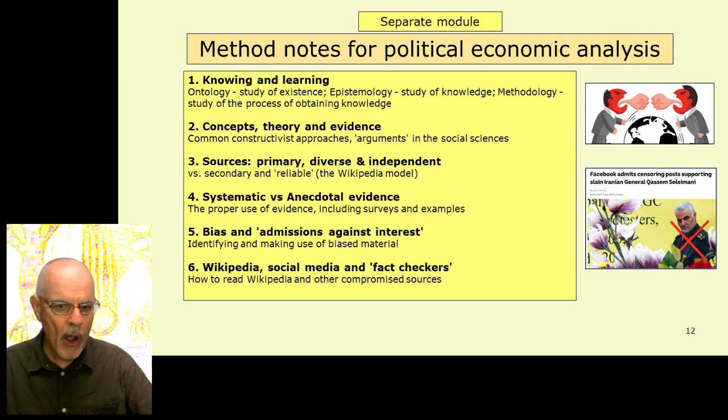Fifthly, to look at bias and admissions against interest, that is to say, the use of bias material. Bias material, in many respects, can be dismissed, but it can be used also. In what circumstances should we use it?